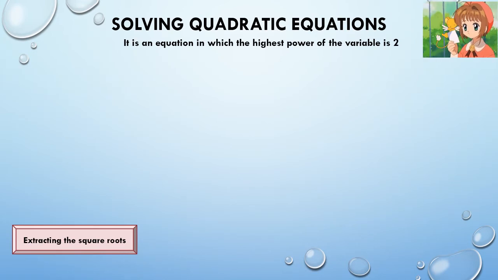Okay, let us now teach Sakura the Card Captor on quadratic equations. Remember that a quadratic equation is an equation in which the highest power of the variable is 2. Simply saying, or mathematically speaking, the highest exponent of the variable, that is x or y or whatever variable you're using, is 2. So, as you can see, extracting the square root comes first because we will be focusing on that pattern for this lesson.